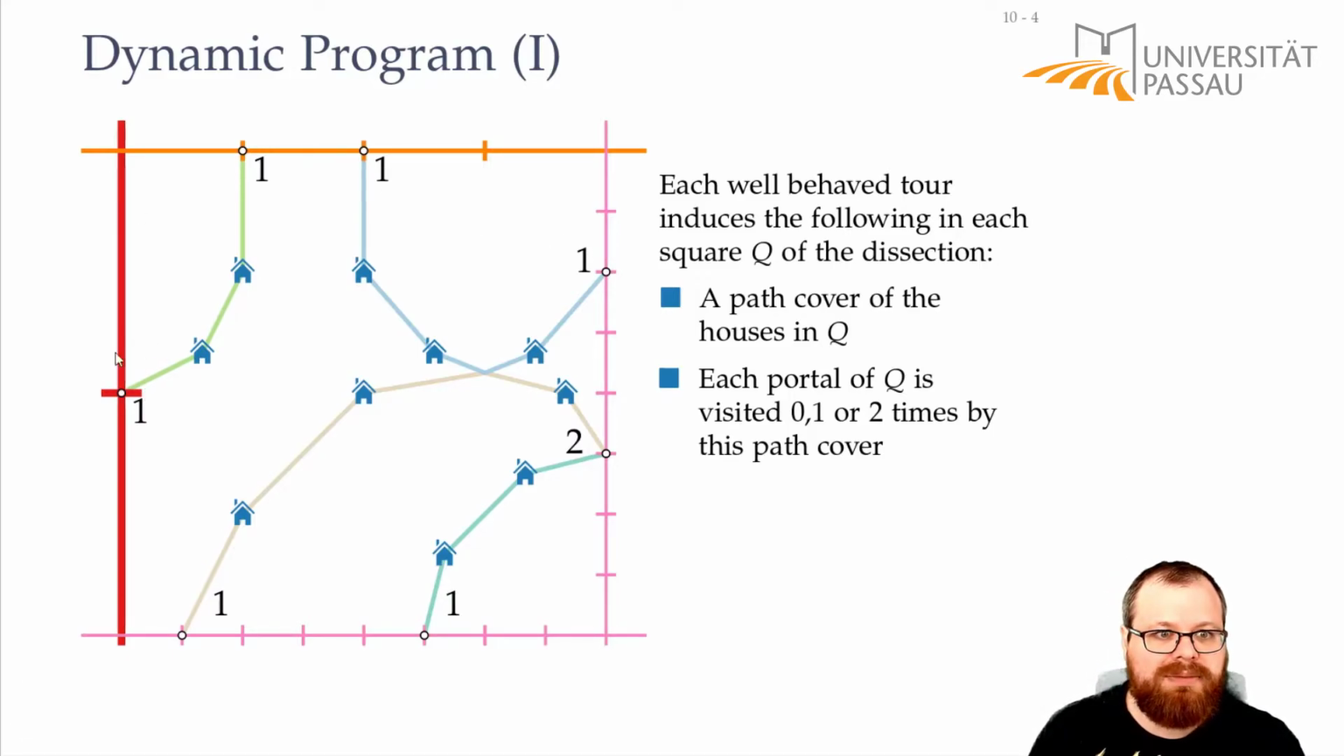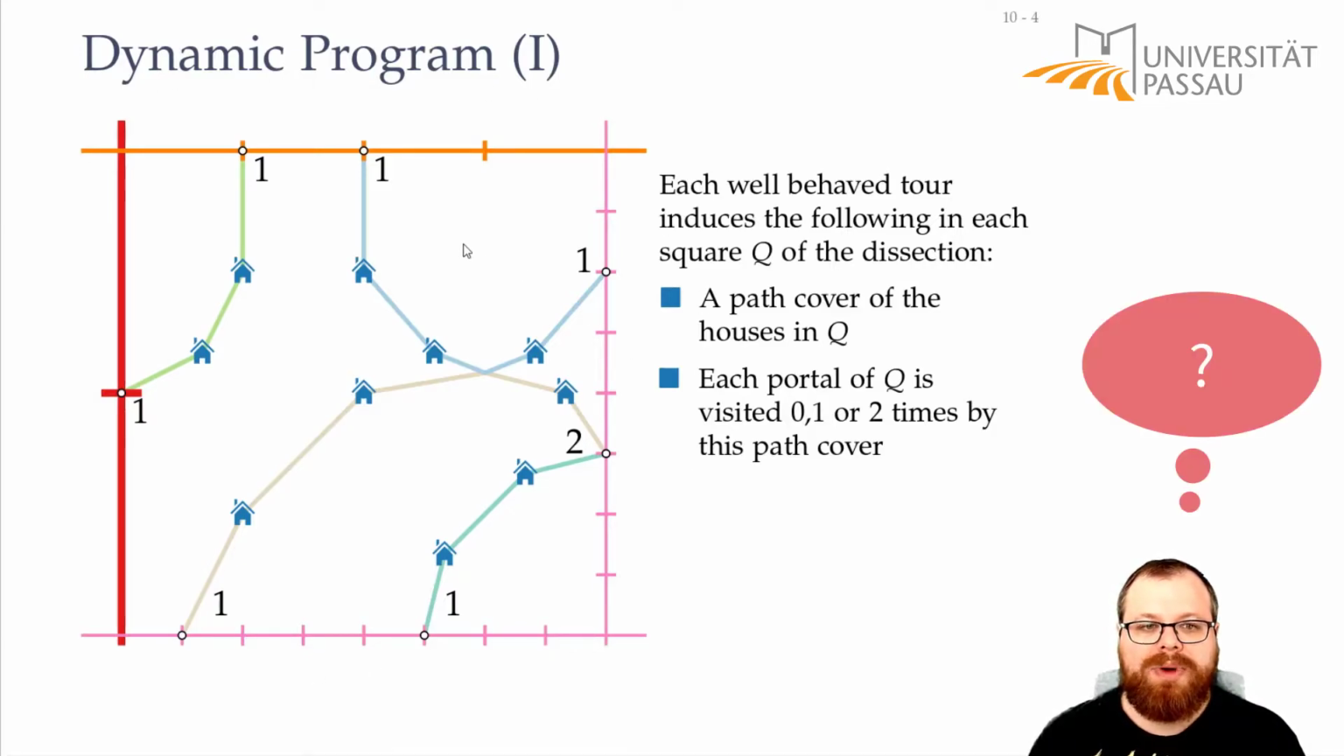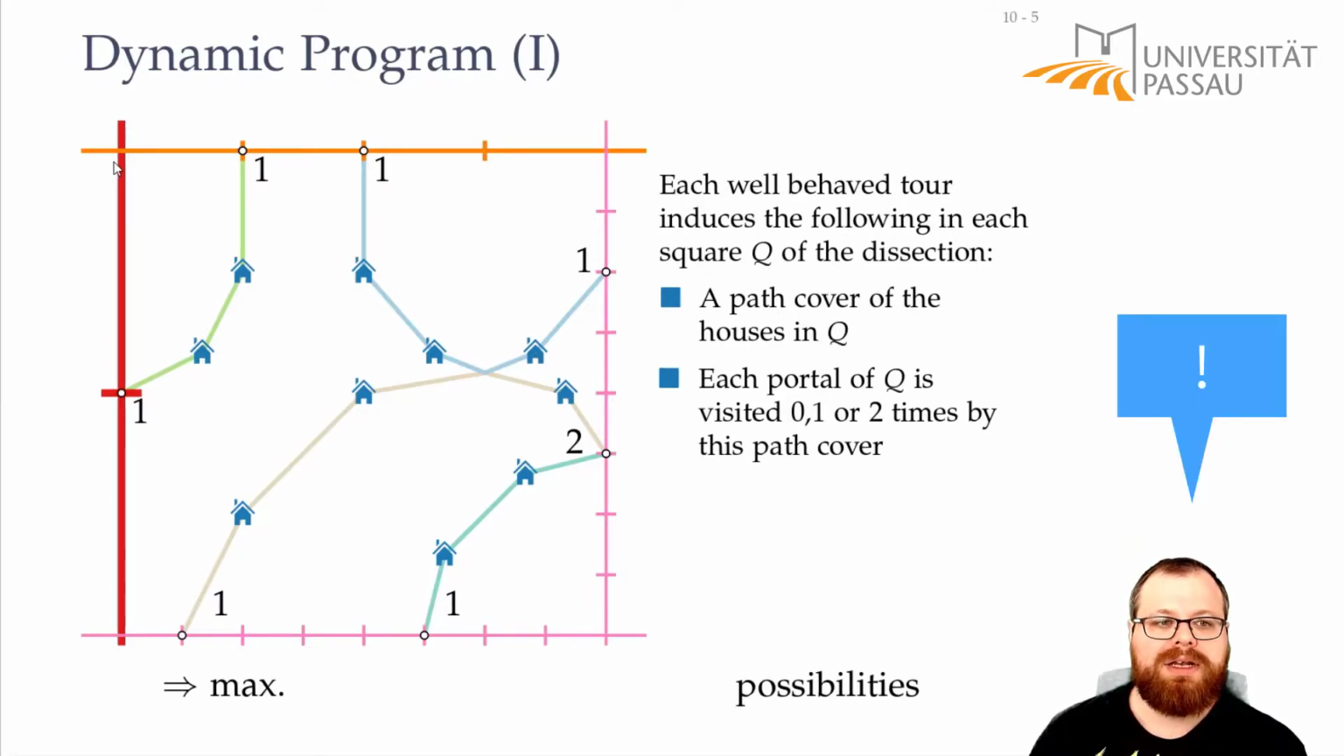So this doesn't tell me that the green path starts here and ends there. It just tells me there is some path that starts here and there are 2 paths that start or end here. How many possibilities are there? How many combinations can we get? Well, we know from earlier the number of portals we have at the square is at most 4m. For each portal, it can be visited 0 times, once or twice. So there are 3 possibilities for every portal. That means we have at most 3 to the 4m combinations of 0s, 1s and 2s we can place here.